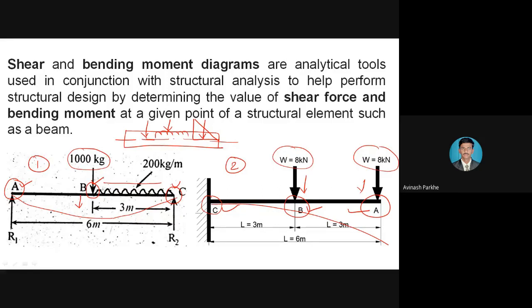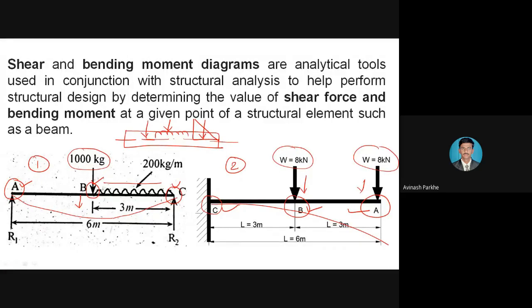Then third is the type of beam. Which type of beam is there? Whether a simply supported beam, a cantilever beam, or an overhanging beam. Based on the type of beam also, the bending will depend. And the last important parameter is the elasticity. You know the property of elasticity.